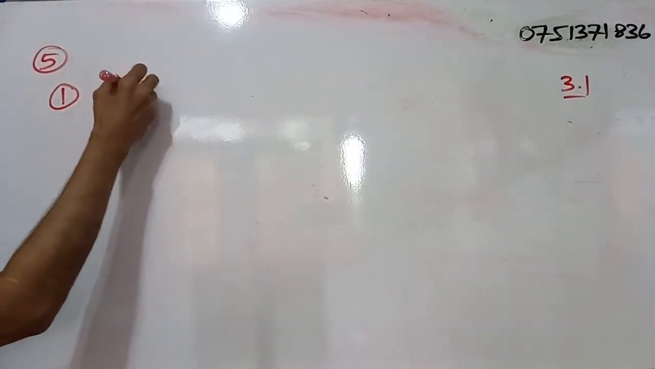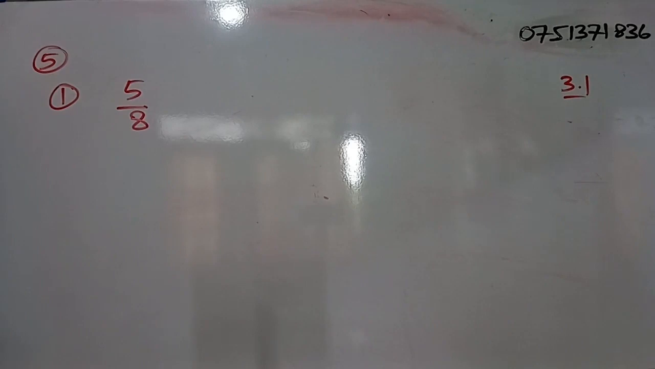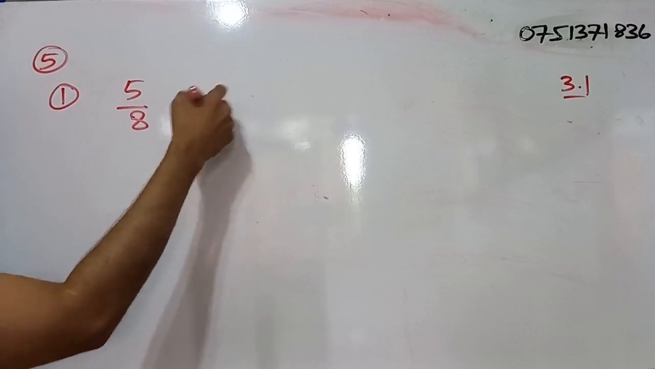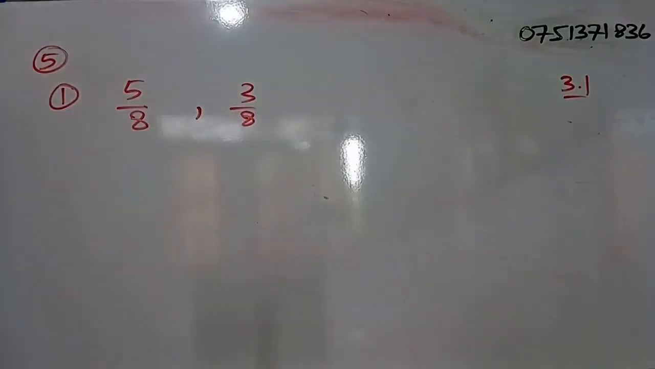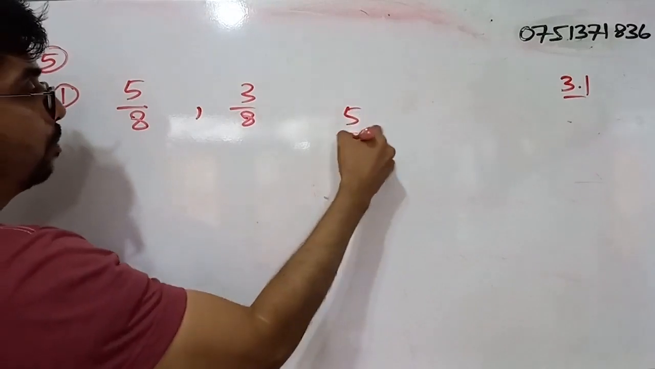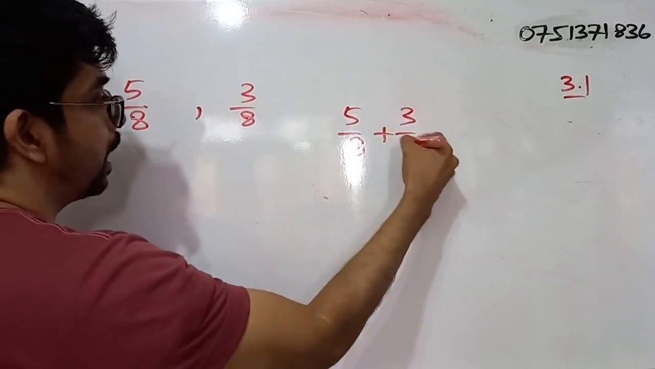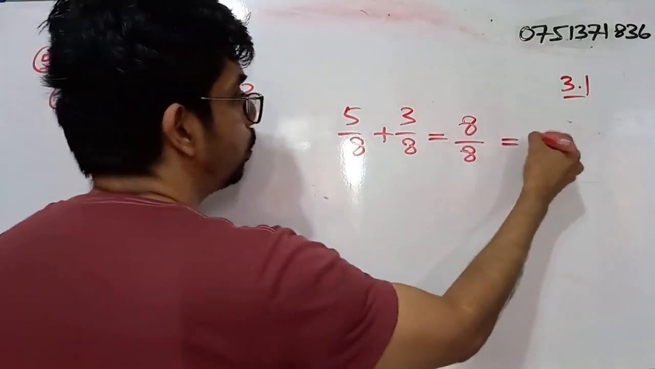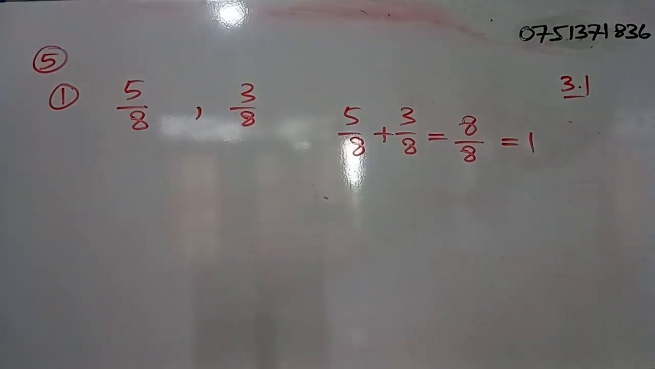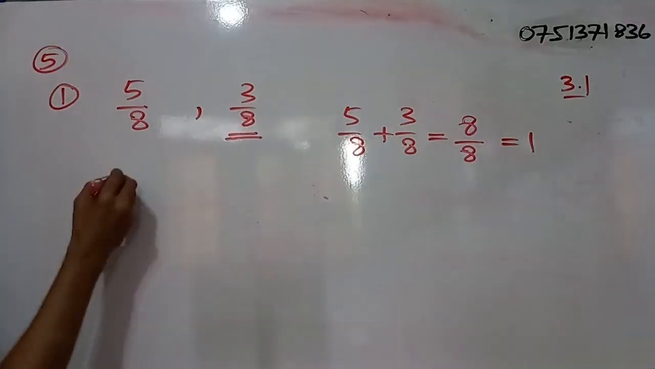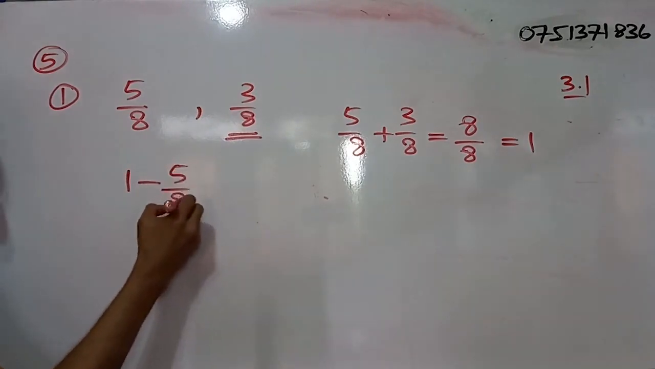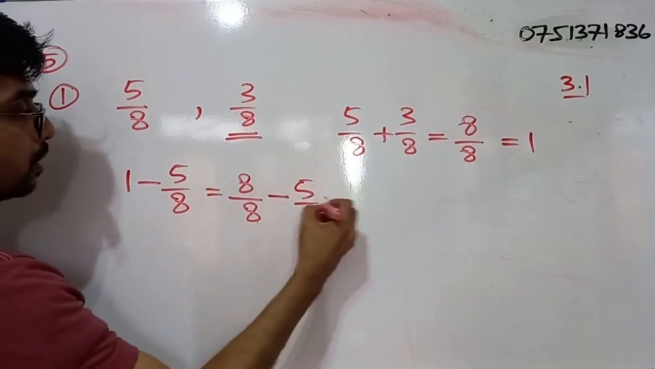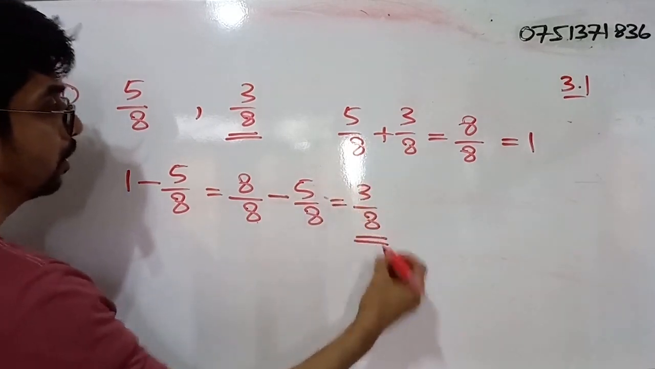So he had saved 5/8. So he still needs what? 3/8, no? Either 5 by 8, when we add 3 by 8, that becomes what? 8 by 8, no? 1 whole. So this is equal to 1, no? So this is the answer as a fraction, or we can take simply 1 minus 5 by 8. So we get 8 by 8 minus 5 by 8. So the answer is 3 by 8. Alright?